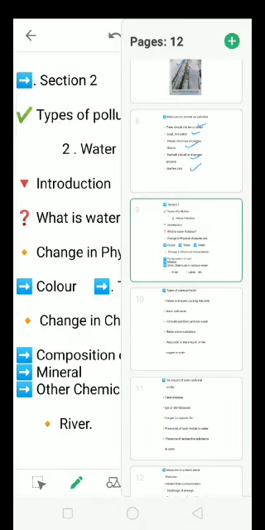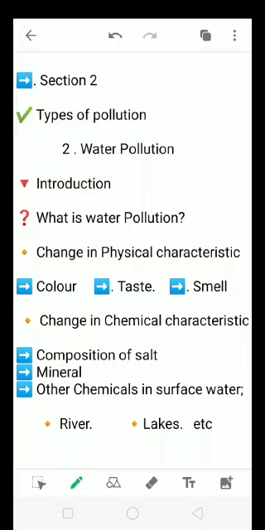Now we will read section 2 of chapter 6, and its name is water pollution. This is the second type of pollution, and it is called water pollution. So why do we have water pollution? Water pollution is a major cause of dangerous diseases such as cholera, and the World Health Organization estimates that an average of 250 million people worldwide are killed each year by consuming contaminated water.